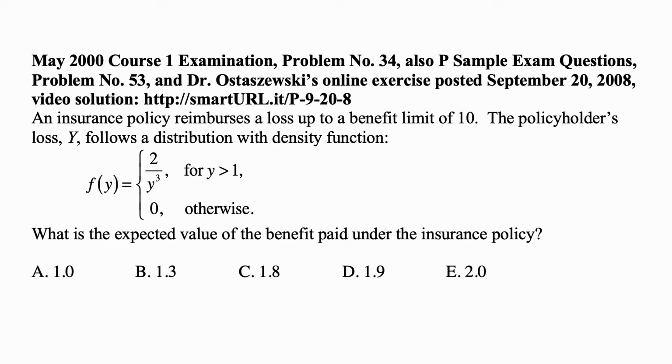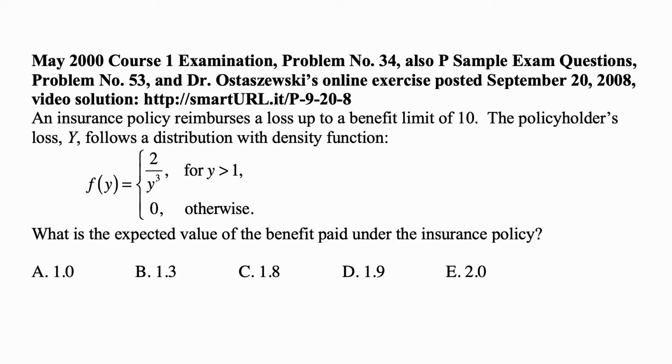Here's a problem for today for exam P. An insurance policy reimburses a loss up to a benefit limit of 10. The policyholder's loss, y, follows a distribution with density function 2 over y cubed for y greater than 1 and 0 otherwise. What is the expected value of the benefit paid under the insurance policy?